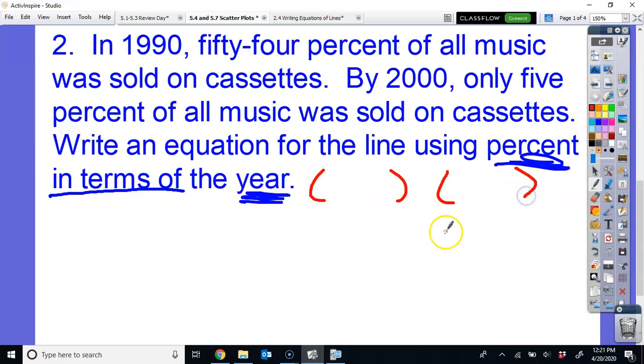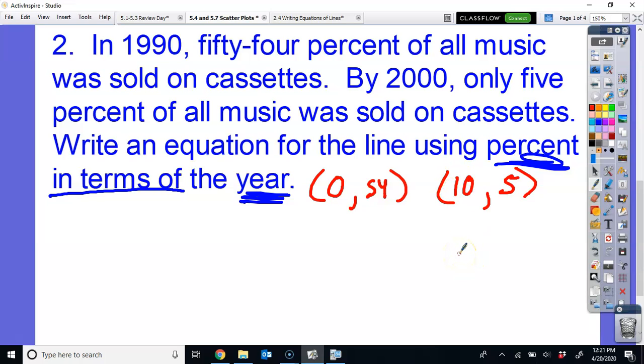So that helps me to set up my 2 points just like I had before. So in 1990, 54%, that's my Y value. In 2000, 5%. Now, why didn't you put the years in, Mr. Harrison? Well, because I am going to try to simplify things for you a little bit here, make the numbers not be quite so ugly. 1990, instead of putting that in for the actual year, I'm going to put 0. I'm going to make 1990 be the beginning year. And then 2000 is 10 years later.